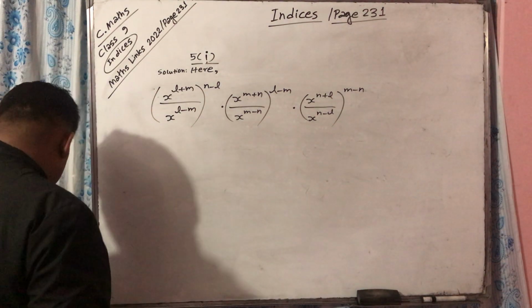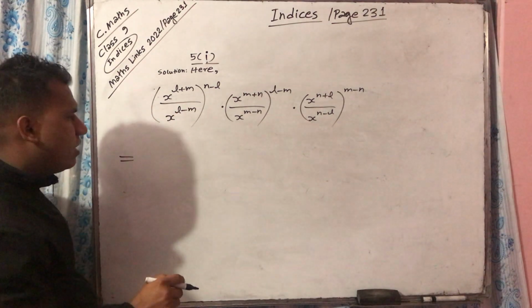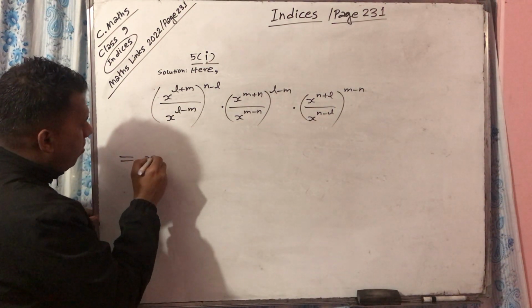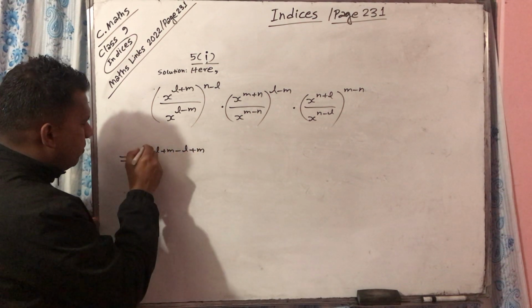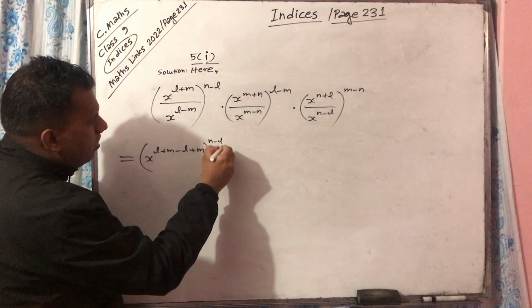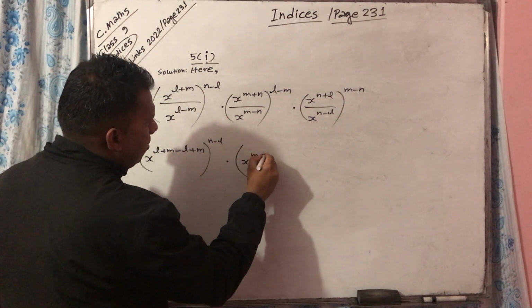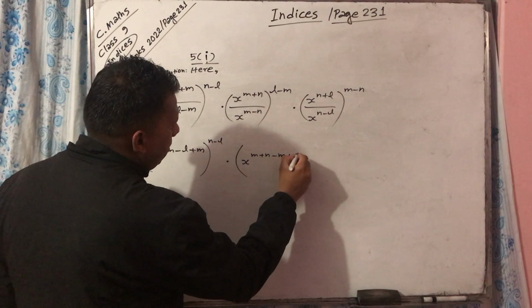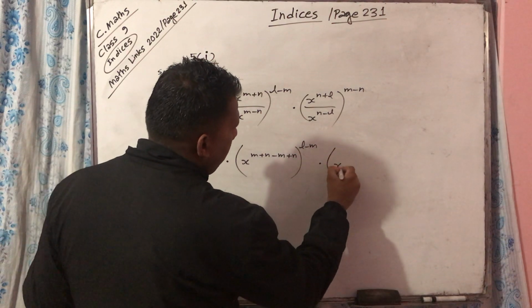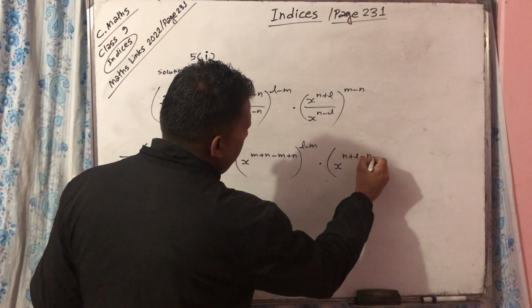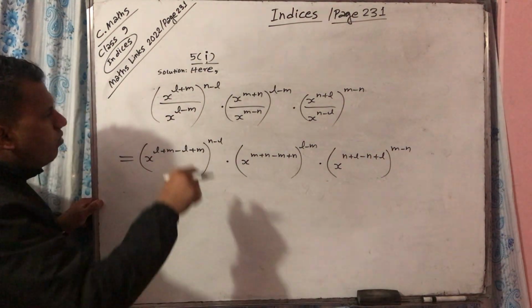Okay students, now first step, this equal to downside power moving up by changing its sign. So x to the power l plus m, minus l plus m whole power n minus l. Similarly on the second, x to the power m plus n, minus m plus n whole power l minus m, multiply with. On the third, x to the power n plus l, minus n plus l whole power m minus n. Okay, downside power moving up.